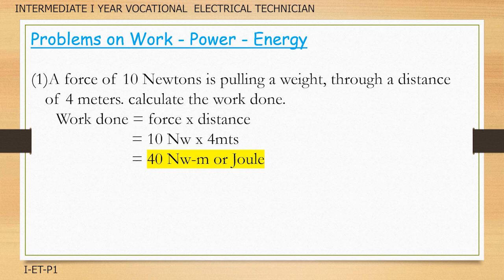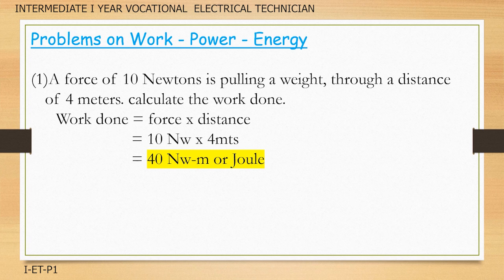Today we will discuss problems on work, power and energy. First of all, a force of 10 newtons is pulling a weight through a distance of 4 meters. Calculate the work done.